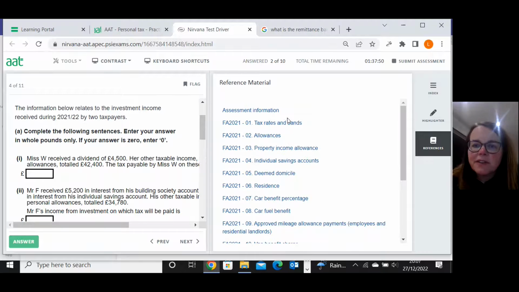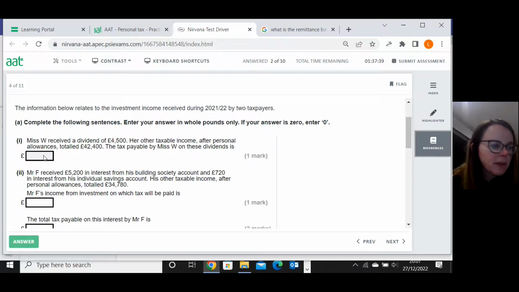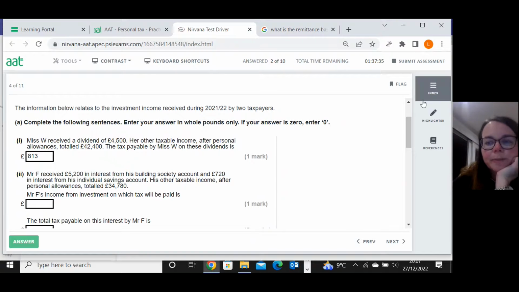Remember the higher rate for dividends, 32.5%. So 2,500 times 32.5% gives us an answer of 813.